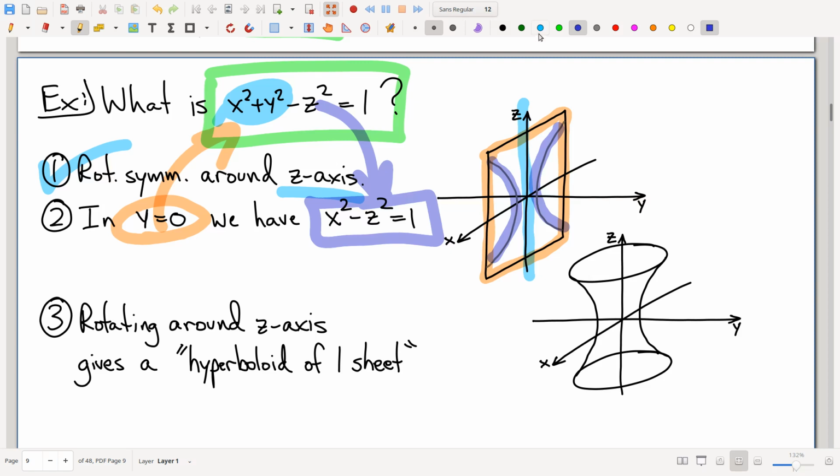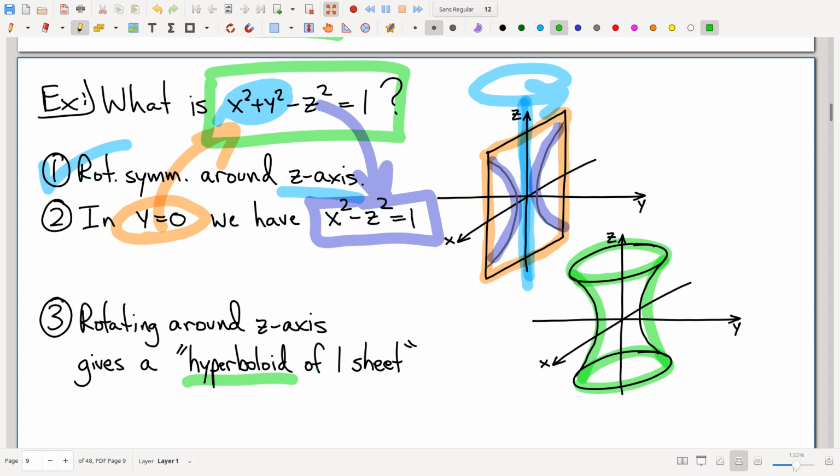We just now need to rotate this around the z-axis, and the result is something kind of like that. And this is called a hyperboloid because it's a rotation of a hyperbola, just like paraboloid and parabola. Pretty good? Yeah.